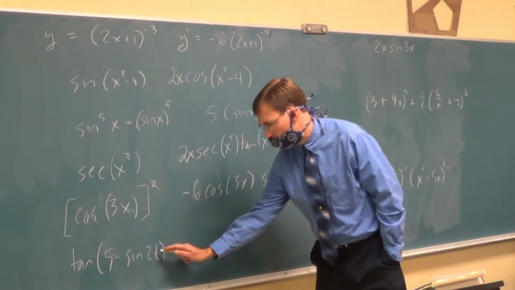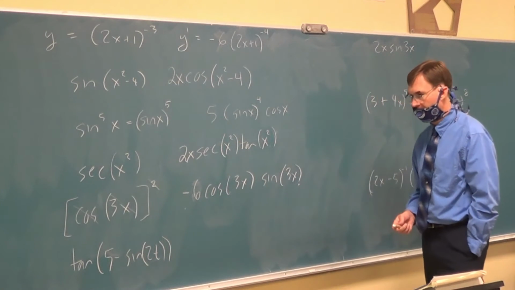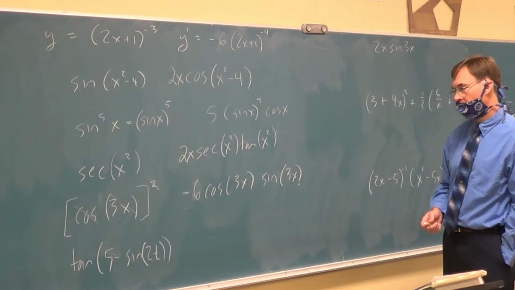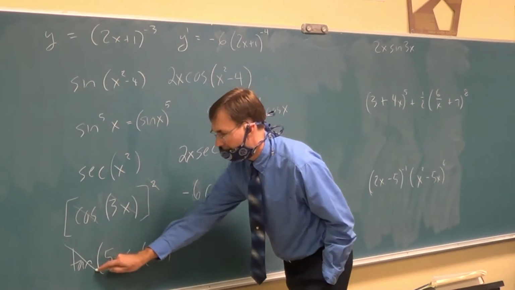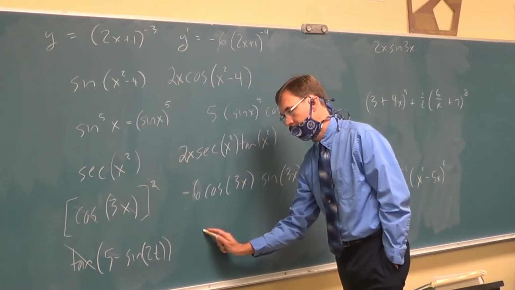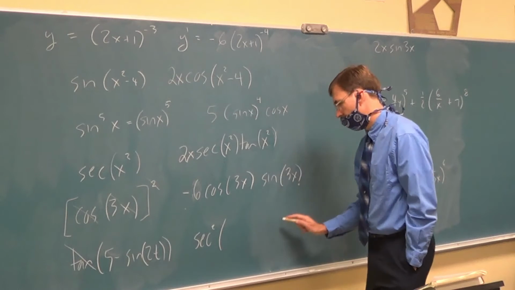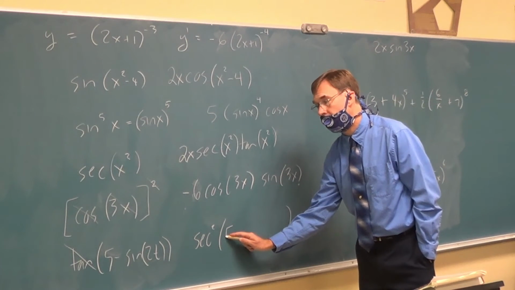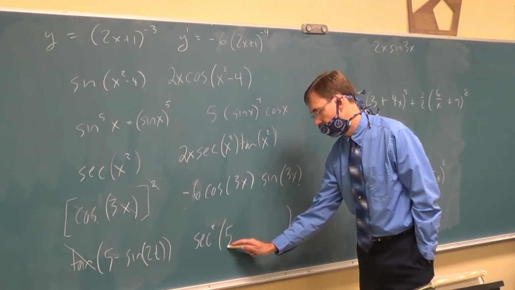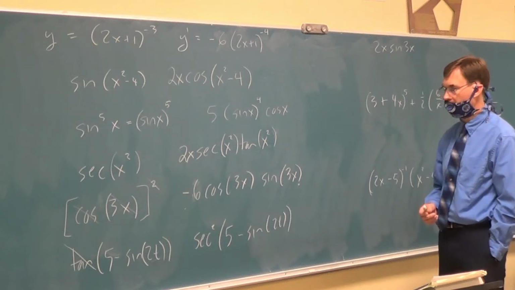For this, the 2t has invisible parentheses, so I can do that if that makes anybody feel better. But where are you going to start? Tan. So we're going to attack the tan. Tan turns into secant squared. And then in parentheses, leave the 5 minus sine 2t, the whole 5 minus sine 2t. Copy, copy, copy, copy, copy.